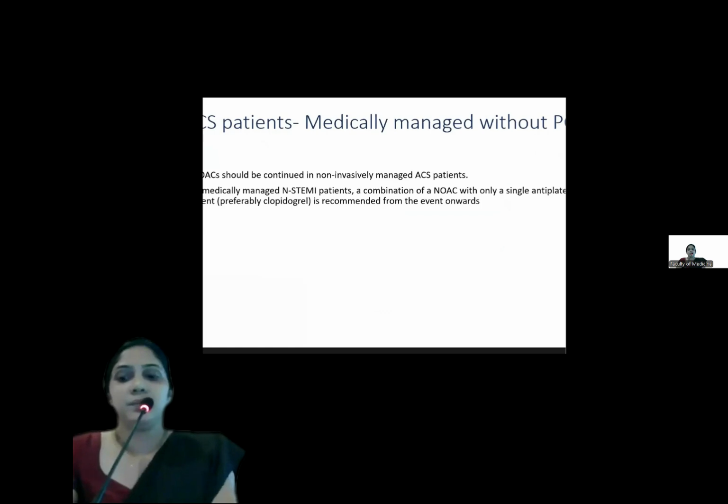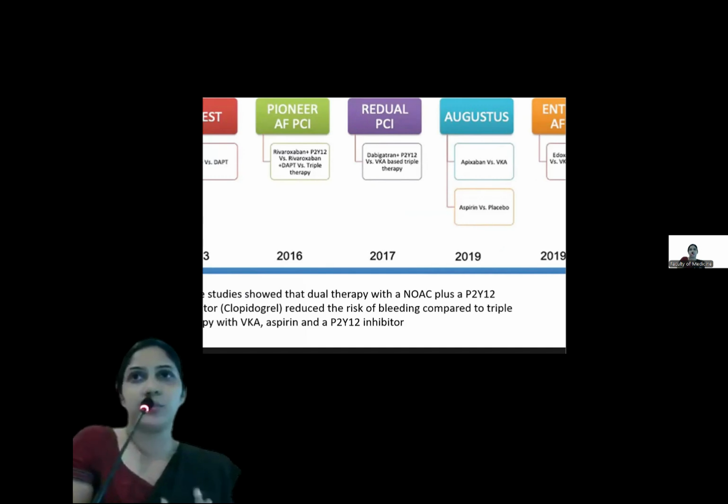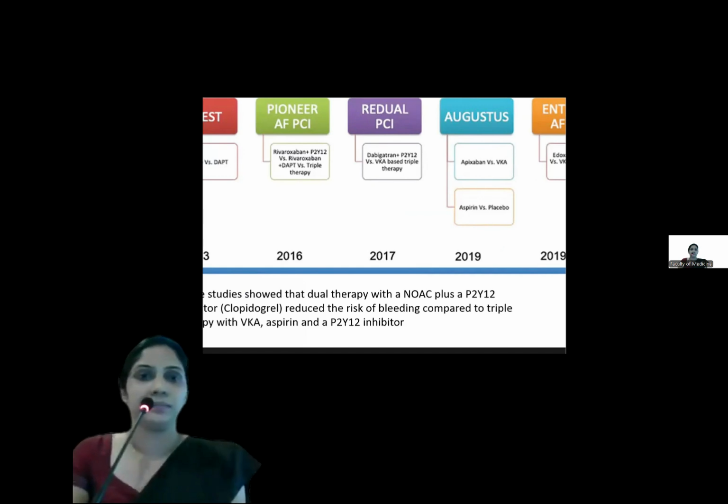Since 2013, there have been a lot of trials to choose what is the best antithrombotic regime for these particular patients, like PIONEER AF and the AUGUSTUS trial. What they have found is the best antithrombotic therapy combination is DOAC plus a P2Y12 inhibitor, preferably clopidogrel, with the minimum bleeding risk and without any increased risk of getting new thrombotic events.